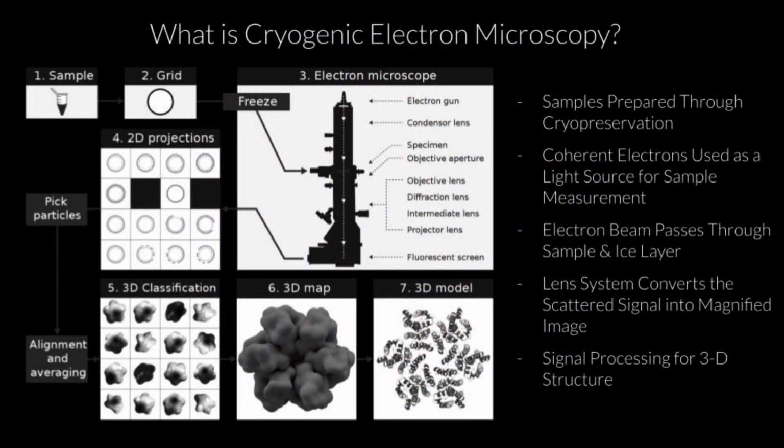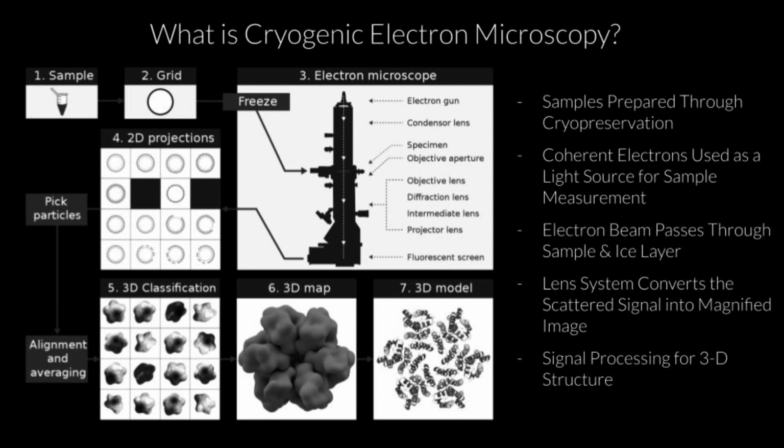Cryogenic electron microscopy is a microscopy technique for imaging biological molecules at a near atomic resolution. It's applied on samples cooled to cryogenic temperatures to visualize the macromolecular structures in their native state, which gives us a lot more detail for understanding cellular processes. That process is shown in the figure here.